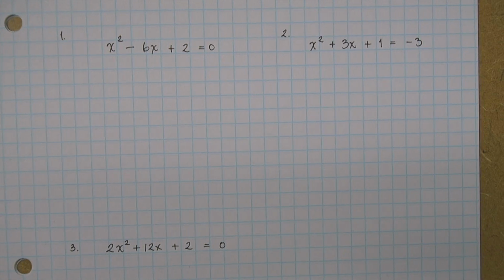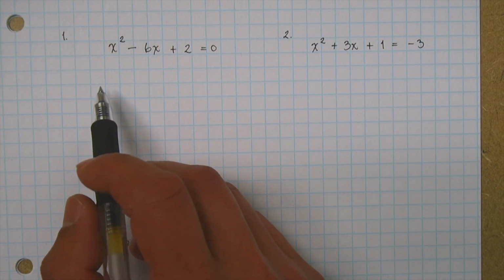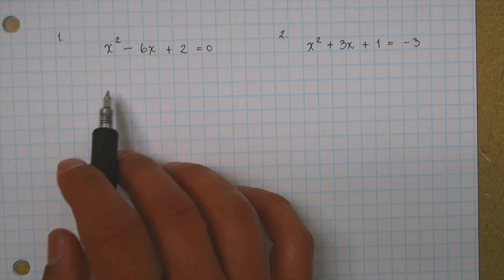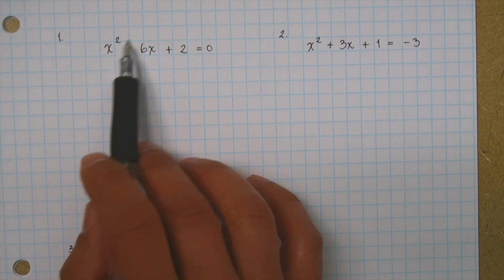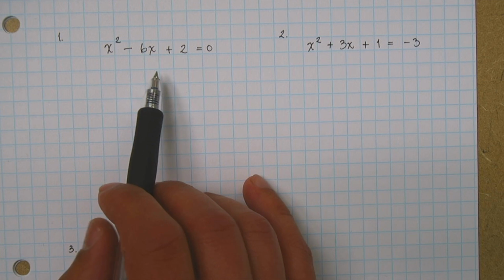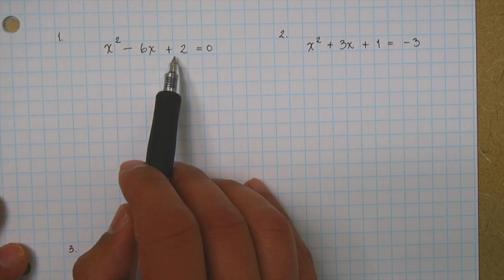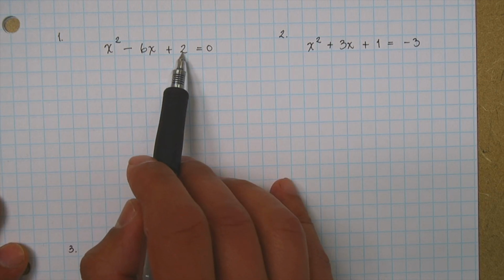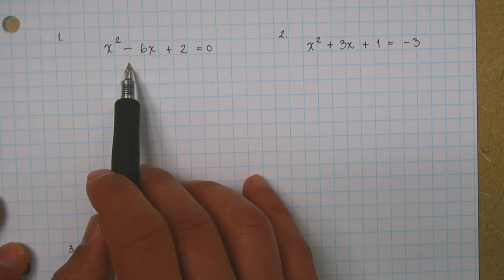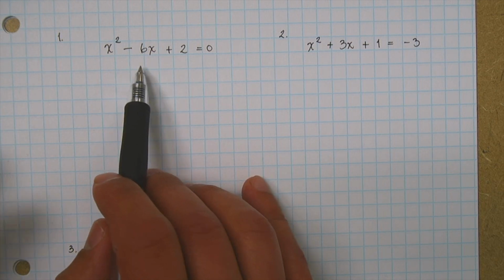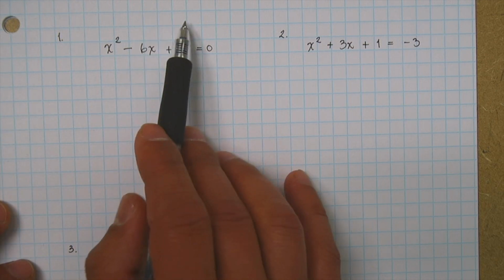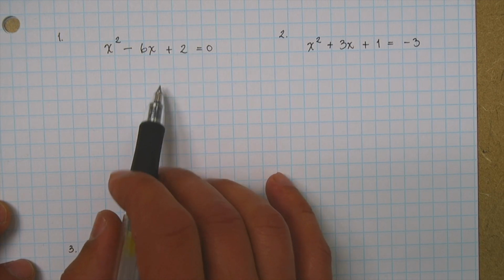Hey guys, I want to go ahead and talk about how to complete the square. When you do this, you always want to look at the middle number. In this case, we do it because you can't factor. You're never going to get factors of 2 that add up to -6. So there are two things you can do. You can either use the quadratic formula or you can complete the square. And that's what I'm going to do right now.